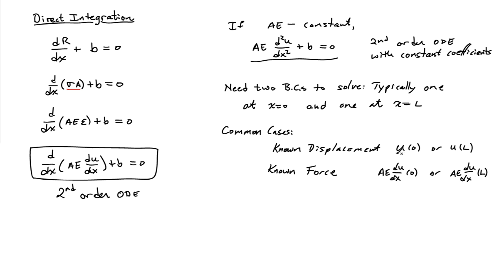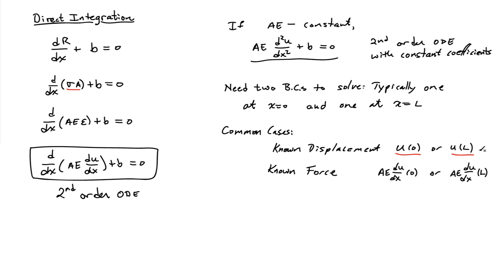The common boundary conditions that we deal with are the cases of known displacement. So perhaps you know the displacement at x equals 0, or you know the displacement at x equals L, and that's a given number. If it's a built-in end, it would be 0, but you could actually have an imposed displacement also. And then the other common boundary condition is a known force.